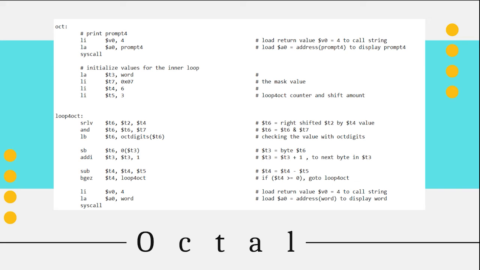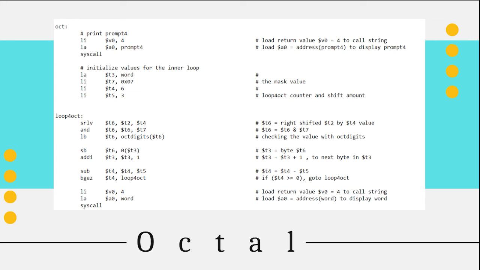Then we initialize values for the inner loop. First we have T3 word, because we want to load the address, T3 equal to word. Like we mentioned in the beginning of the code, word equals .space 12, because we want only 3 places for the display. Second we have T7 0 multiply 07 for the mask value. Then T4 6, because we want to load T4 equal to 6.